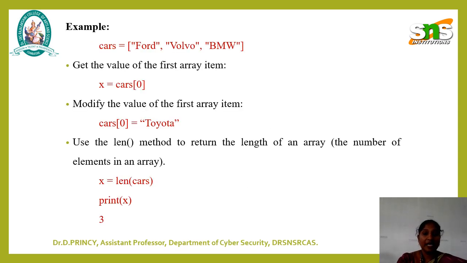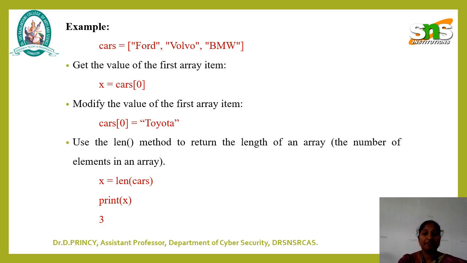For example, I'm going to declare or assign three values, Ford, Volvo, BMW, into a single variable called cars. The square bracket is used to assign multiple values into a single variable. The elements are separated by commas. To access the elements of the array, we use indexing. The index is enclosed with the square bracket. The index value starts from 0. For example, to get the value of the first array item, I can use cars[0]. cars[0] refers to the first element of the array, that is Ford.